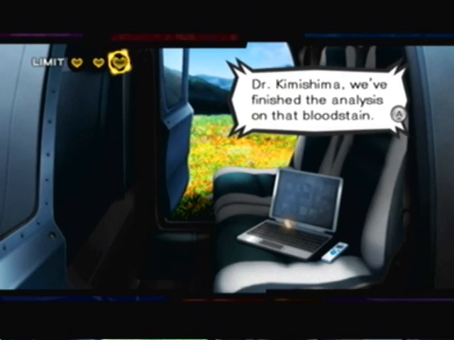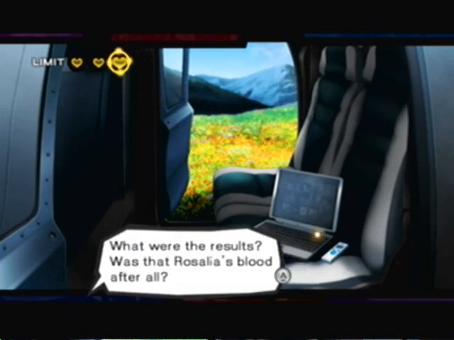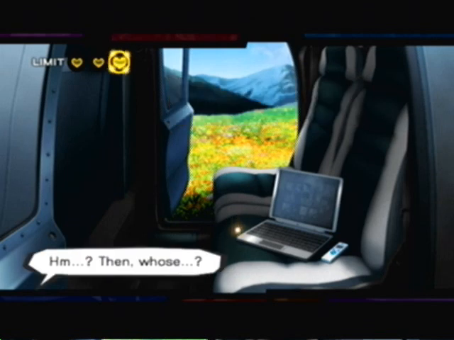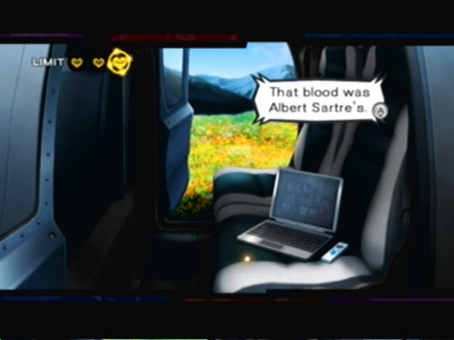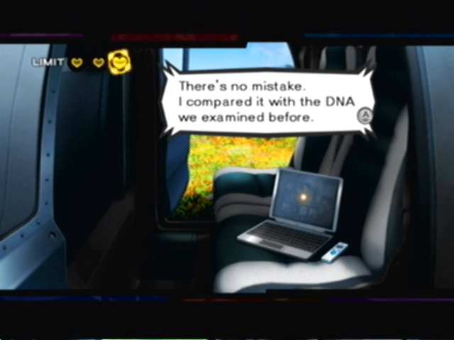Dr. Kimishima, we've finished the analysis on that bloodstain. You mean the bloodstain that was on the floor? Great. What were the results? Was that Rosalia's blood after all? Actually, about that, it didn't match her DNA. Huh. Then whose? That blood was Albert Sartre's. What? It's Albert's blood? There's no mistake. I compared it with the DNA we examined before.